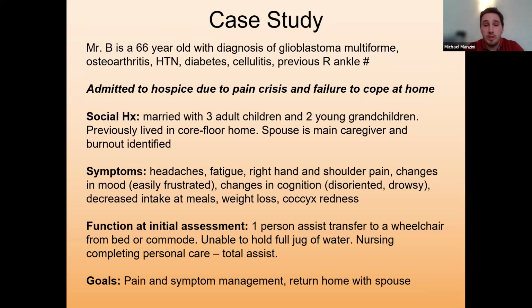On our functional assessments, he was a one-person assist transfer to a wheelchair or bedside commode. He was unable to hold a full jug of water with his right hand, his dominant hand, and nursing were really completing all of his personal care. So the goals we identified were that he wanted, number one, his pain and symptoms to be better managed and, hopefully, to return home with his spouse. So next slide.